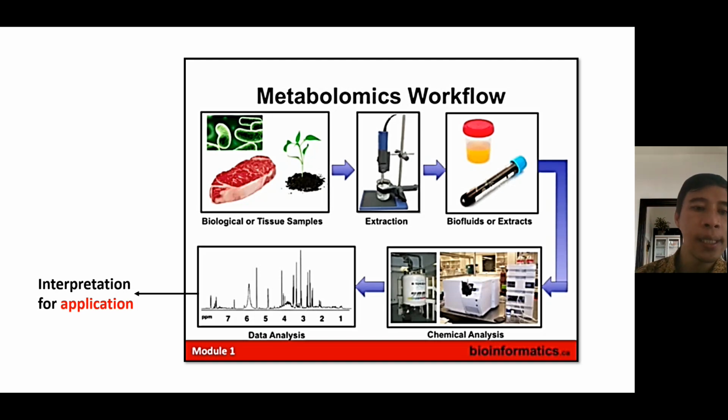So this is the very general workflow. Here, as you can see, the first step is that you need to collect your samples. For example, you collect samples from the tissue, or from the leaves or the stems of the plants, or you can collect samples from microbes. It depends on the kind of your study.